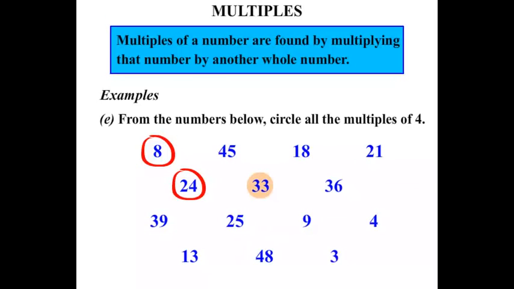Does 4 go into 33? No. Into 36? Yes it does. Does 4 go into 39? No. Into 25? No. Does 4 go into 9? No, it doesn't. Does 4 go into 4? Well, yes it does, so we circle that. Does 4 go into 13? No. Does 4 go into 48? Yes, it does 12 times, so it will be a multiple. And finally, does 4 go into 3? No way.